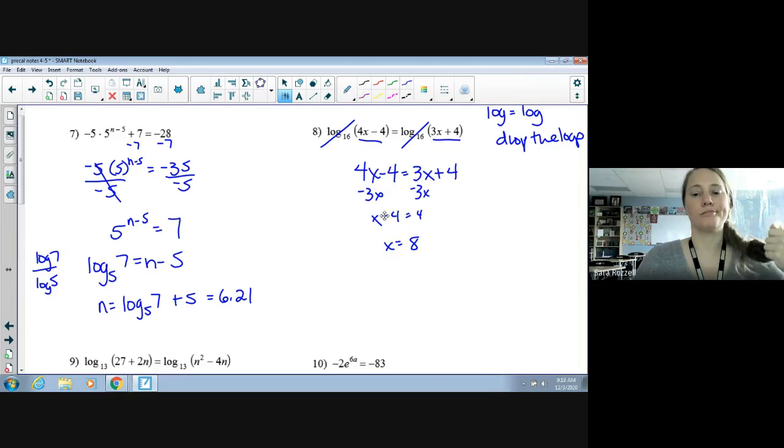Okay. I just solved that quickly and it was 8. But you always want to go back and check if you've got a log of something in parentheses like that. When you plug the number in, the thing in the parentheses can't be negative. Does 4 times 8 minus 4, that's a positive number, so that's fine. 3 times 8 plus 4, that's positive, so it's okay.